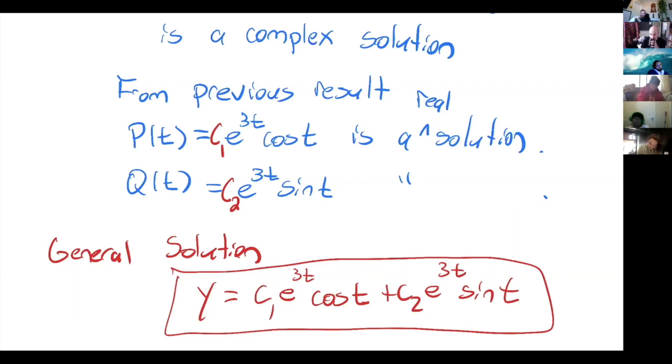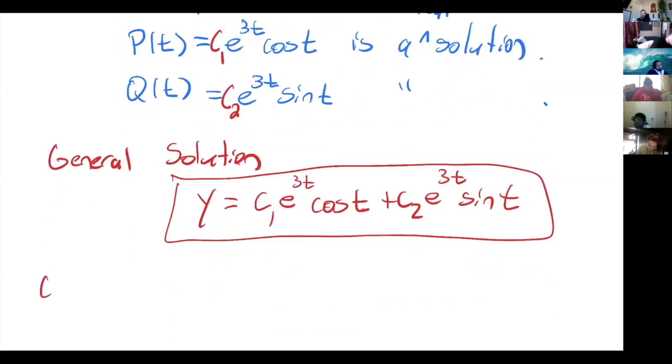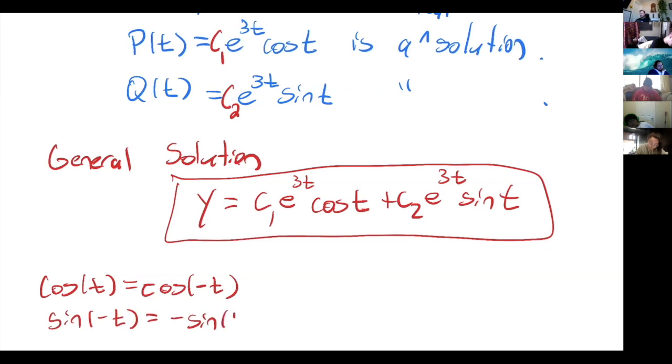Any questions? Does this only deal with the one root though? What about the negative? Yeah, so let me just say that you can use the fact that cosine of t equals cosine of minus t, so that's not going to change anything. And you can use the fact that the sine of minus t equals minus the sine of t.